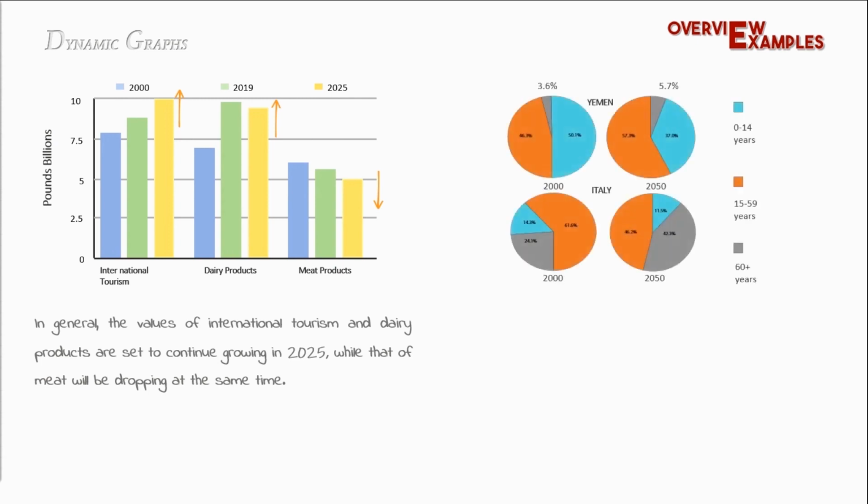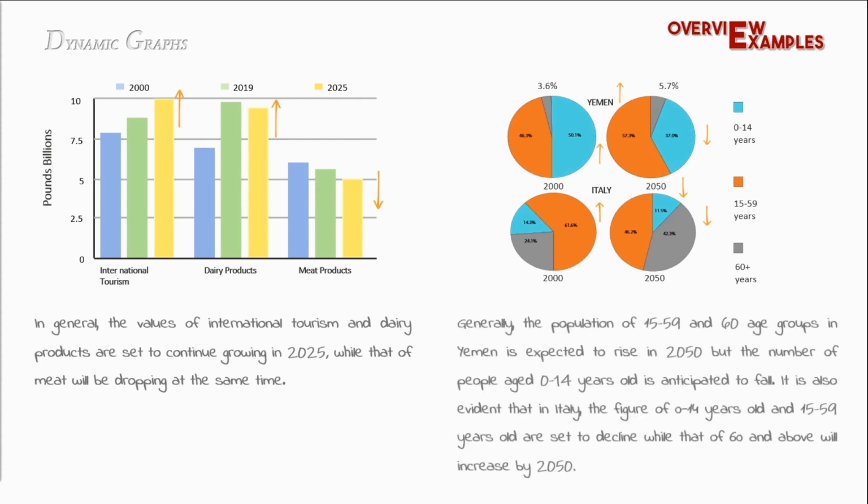For the pie graphs, we focus on the trends of all age groups in both countries and put the same trends together in the year 2050. So this is the overview. Generally, the population of 15 to 59 and 60 age groups in Yemen is expected to rise in 2050, but the number of people aged 0 to 14 years old is anticipated to fall. It is evident that in Italy, the figure of 0 to 14 years old and 15 to 59 years old are set to decline, while that of 60 and above will increase by 2050.